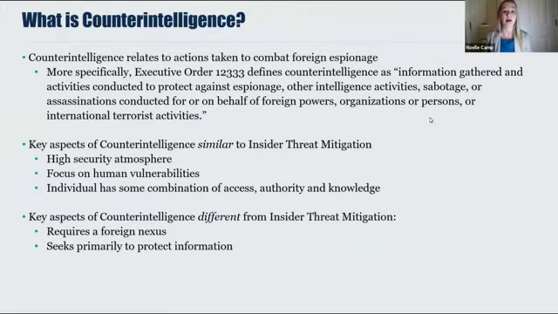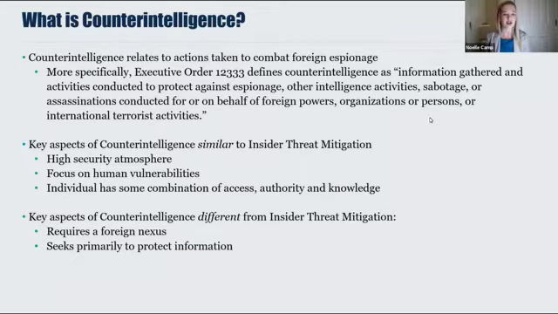It's important to note, however, that counterintelligence is different from insider threat mitigation in several notable ways. The first is that by definition, counterintelligence requires a foreign nexus. To be a spy, you are necessarily working on behalf of a foreign intelligence entity or a terrorist organization. Whereas insider threats may be working alone. They may be working in conjunction with an external organization, but they may also be working completely alone, motivated by the prospect of personal financial gain or the desire to commit revenge against the facility where they work.